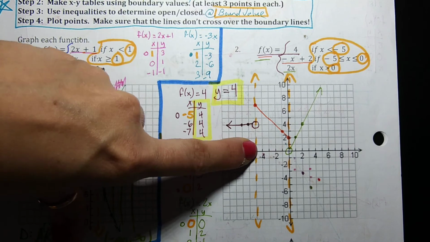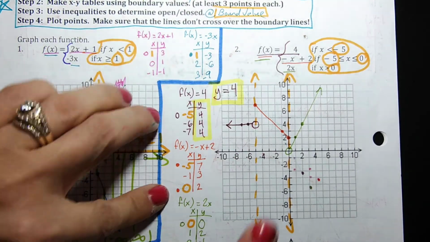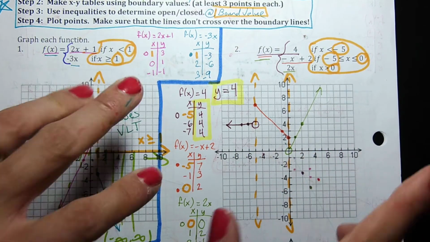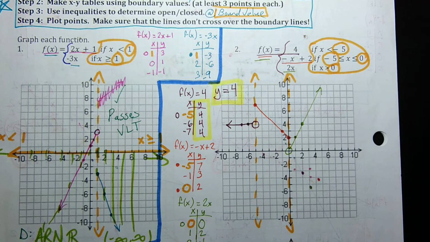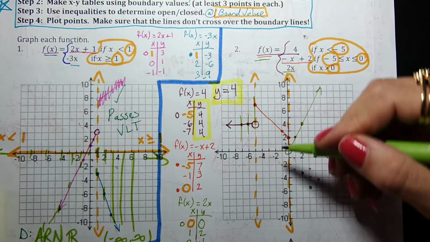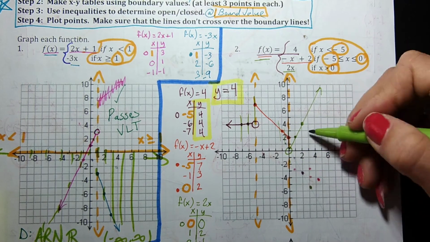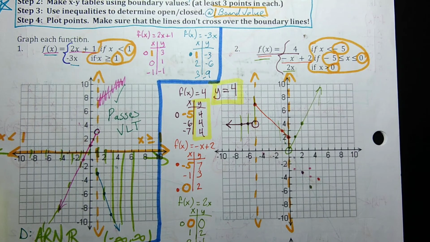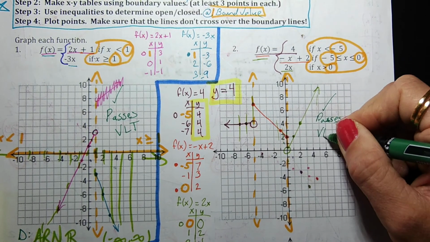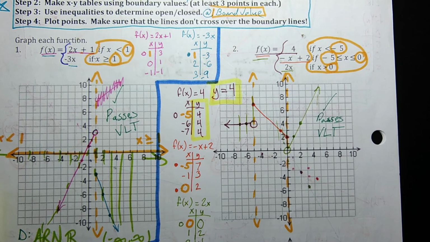So this part of the graph, x less than -5. This part of the graph, x is between -5 and 0. And this part of the graph, x is greater than 0. Does this pass the vertical line test? We are good here. And here. And here we're only hitting that closed dot. No place will a vertical line hit the graph more than once. So it passes the VLT. Check.